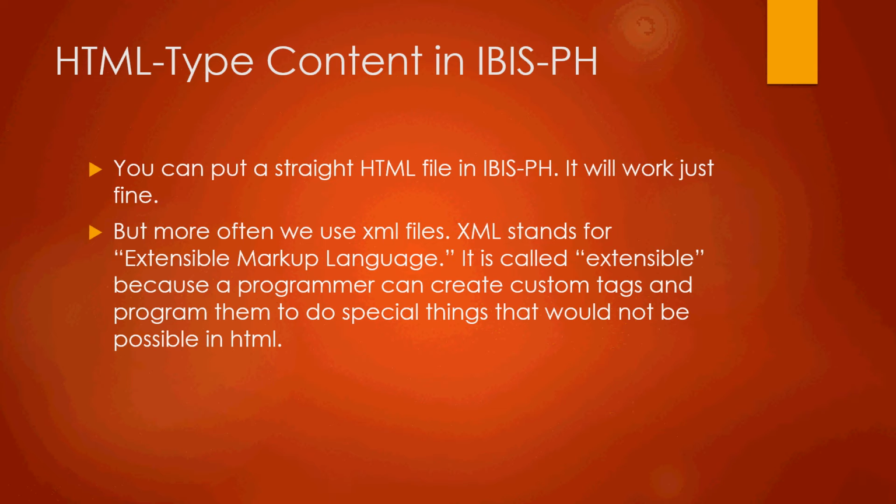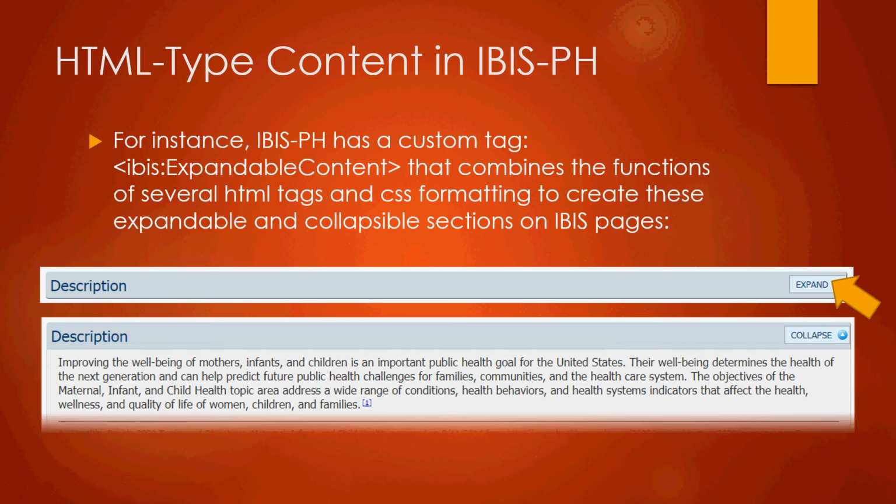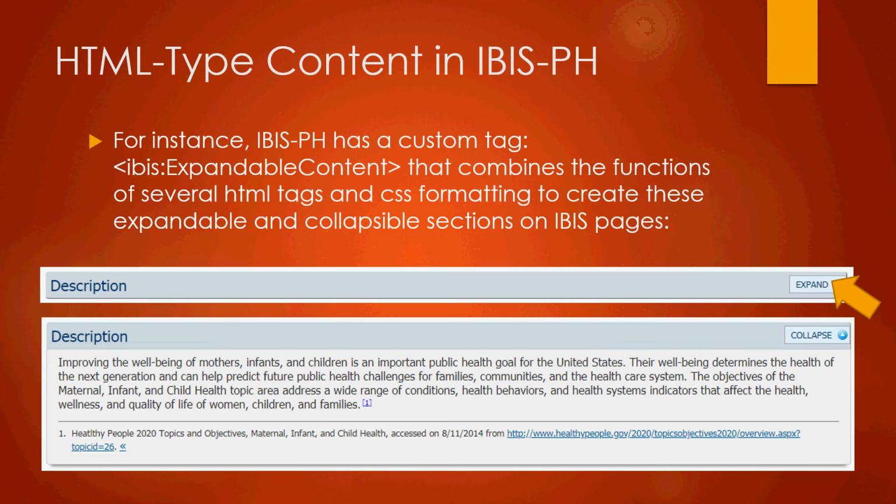XML stands for Extensible Markup Language, and it's called extensible because a programmer can create custom tags and program them to do special things that would not be possible in HTML. For instance, IBIS-PH has a custom tag called Expandable Content that combines the functions of several HTML tags and CSS formatting to create these expandable and collapsible sections on the IBIS pages. Here's a section that's collapsed, and if I click on Expand, it expands and gives me the content in the section.